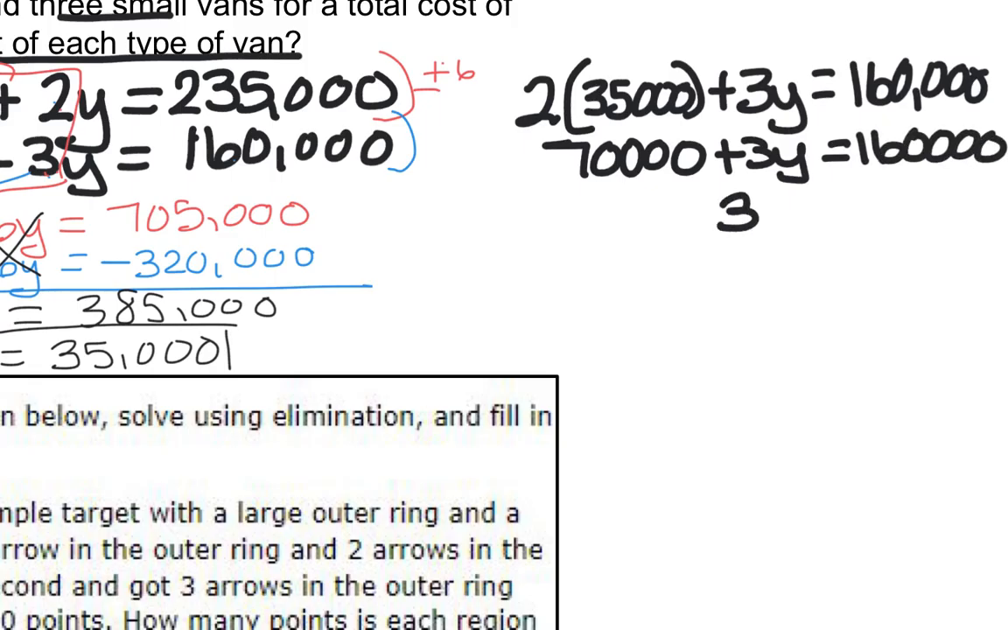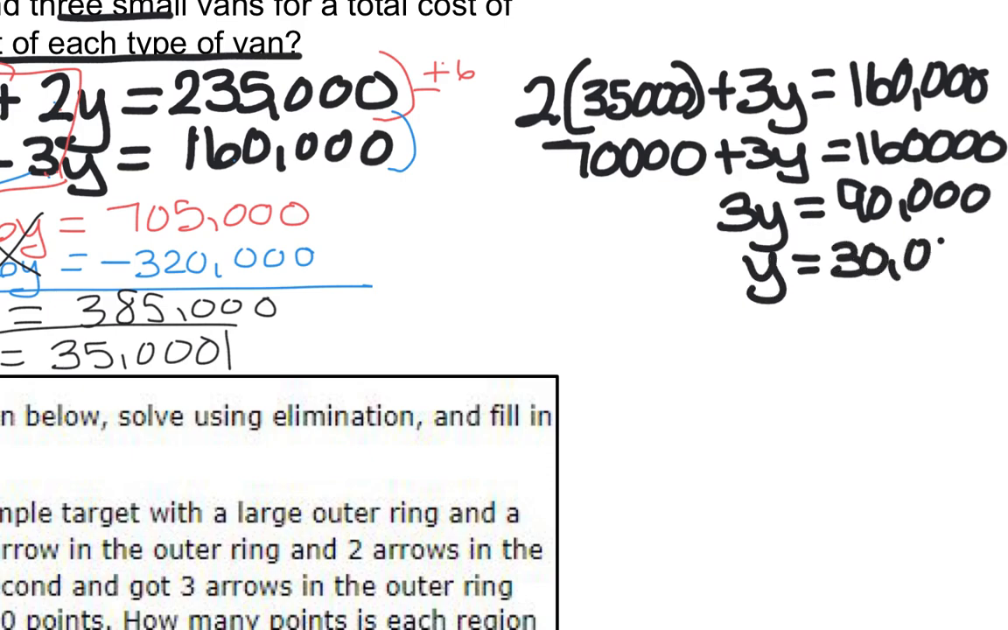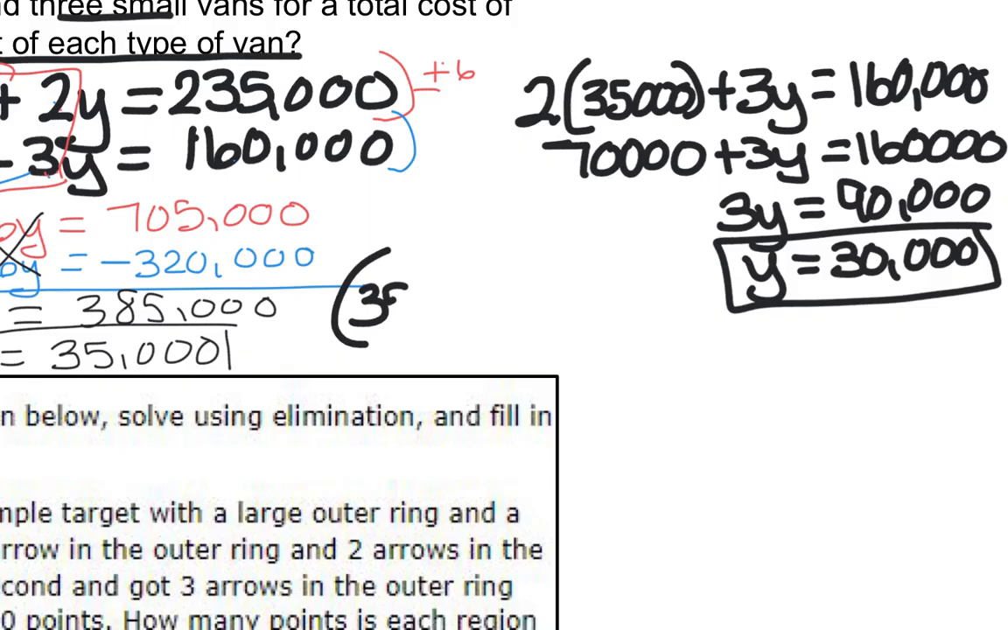So we're going to subtract 70,000. So that would leave me what? 80? 90. 90,000. Divide by 3. So a small fan costs 30,000. So my solution is 35,000 and 30,000. Okay.